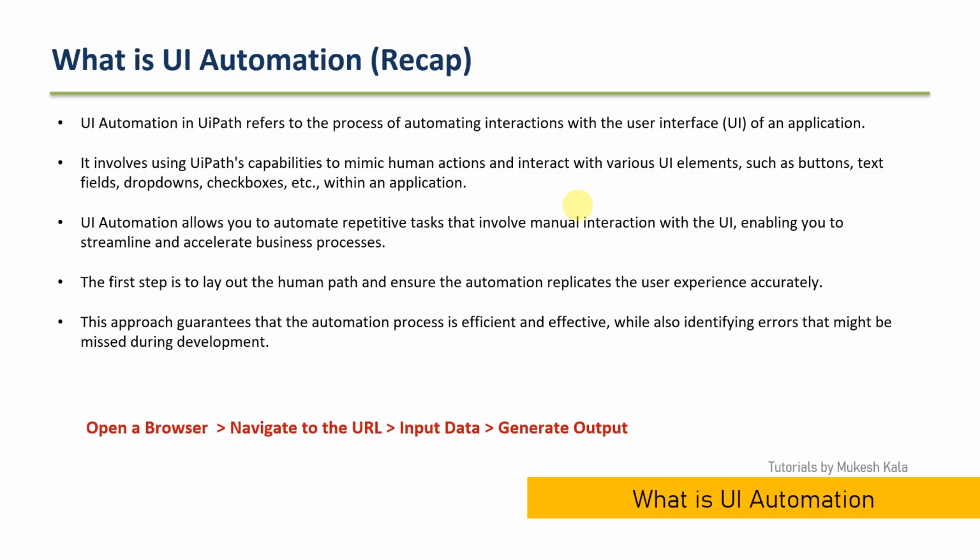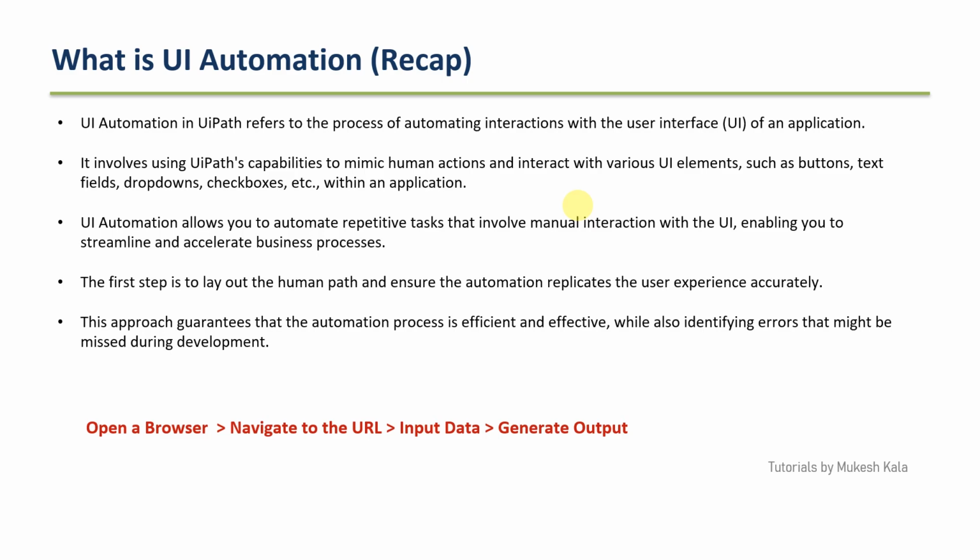We have discussed this in the previous slide, so this is a quick recap. Whenever, as a robot, we are supposed to do an automation which involves the keyboard and the mouse, where we have to interact with a user interface, that is known as UI automation. UI automation simply means mimicking the human actions and interactions with the UI elements.